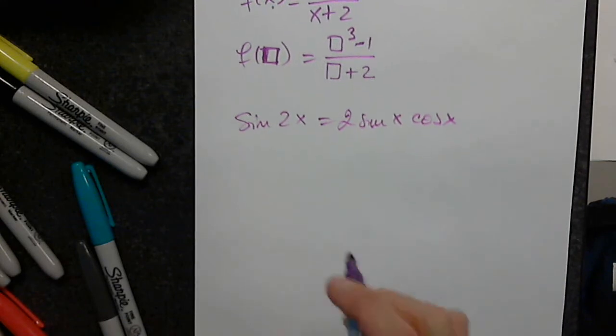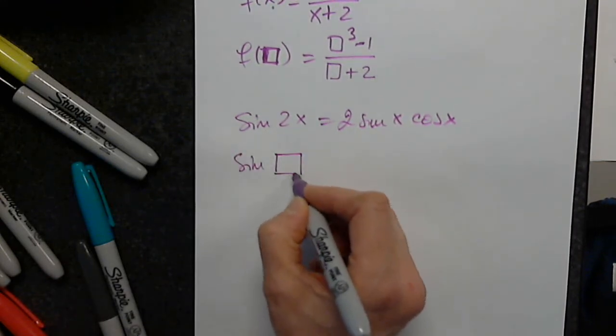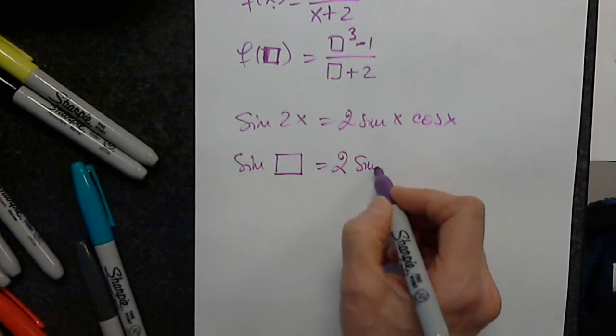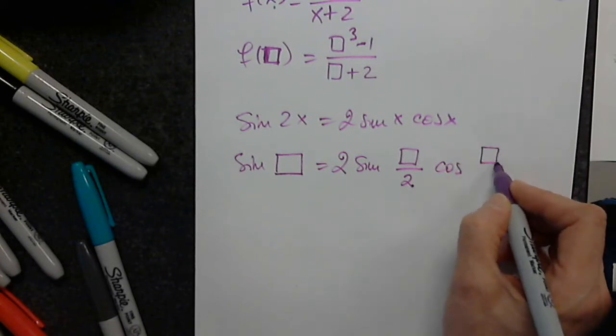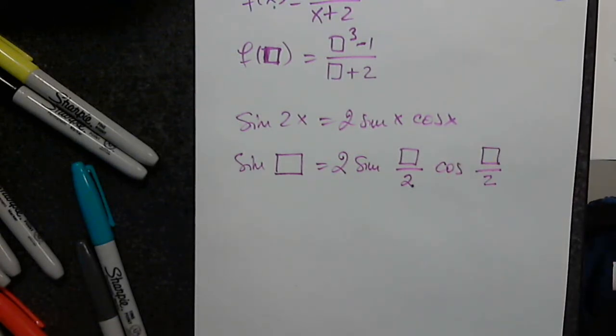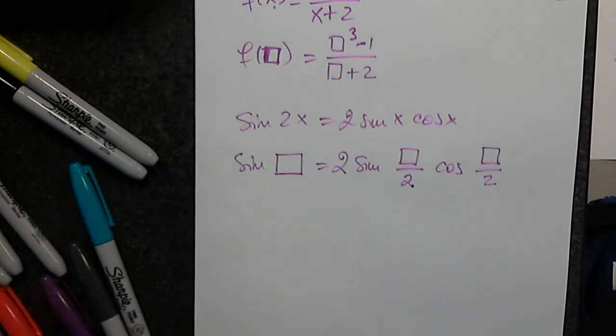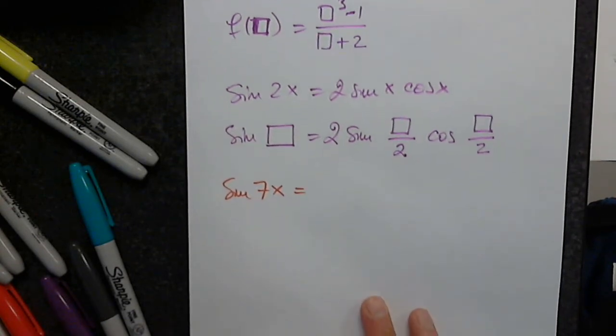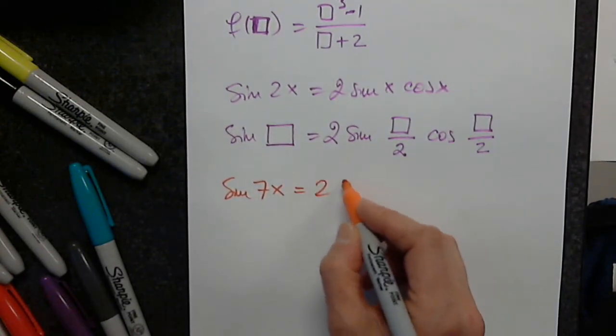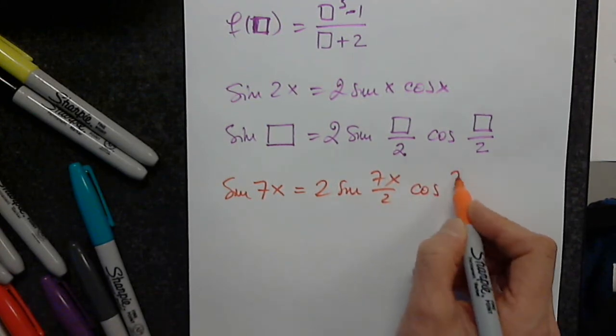Now, if you ask me, what do you see here? I'm going to say the same thing. I'm going to say sine of this is twice sine of this divided by 2 times cosine of this divided by 2, because that's the pattern I see. Sine of double equals 2 sine of single times cosine single. So now, if you say to me, okay, I got the pattern, I want you to find sine 7x using this formula, I'll say, okay, no problem. 2 sine 7x over 2 cosine 7x over 2.